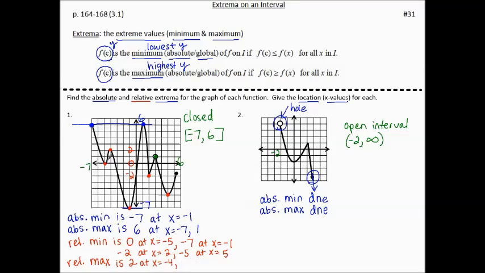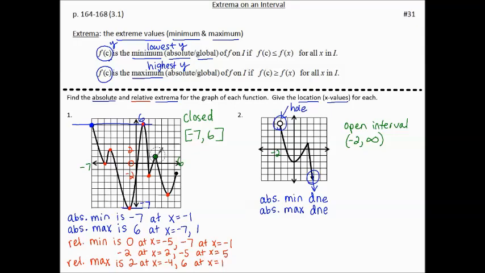I have another relative maximum here. I can see on either side these points are lower. This is high relative to the points around it. That's the y value 6. Notice that was also an absolute maximum, and that's located at x equals 1.